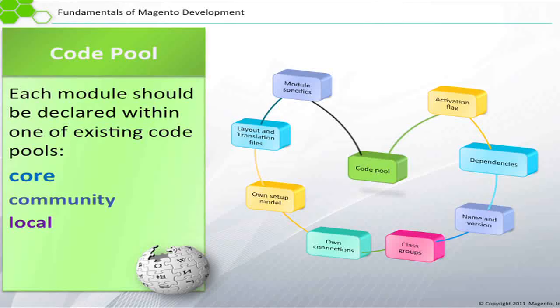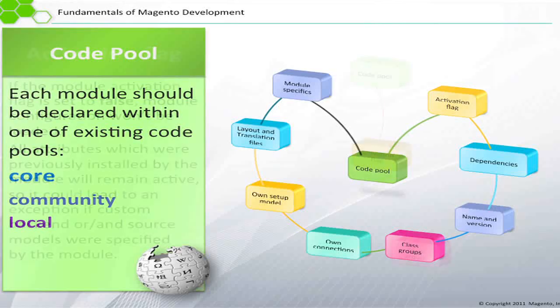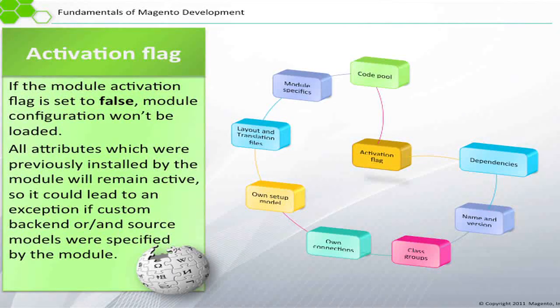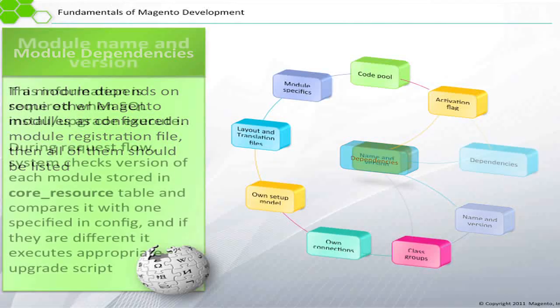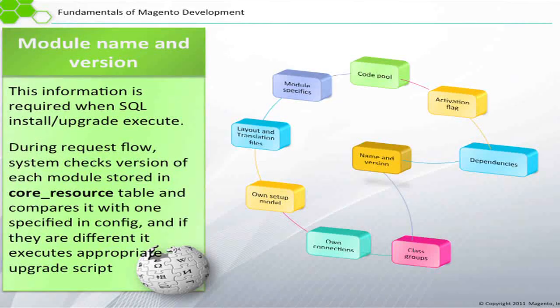All right. Code pool, one of core, community, local. Active flag. If it's set to false, then our module configuration won't be found, or won't be evaluated. So dependencies, then whatever we list there, that'll make sure that module is loaded before ours. Name and version, we'll talk about more on Thursday.